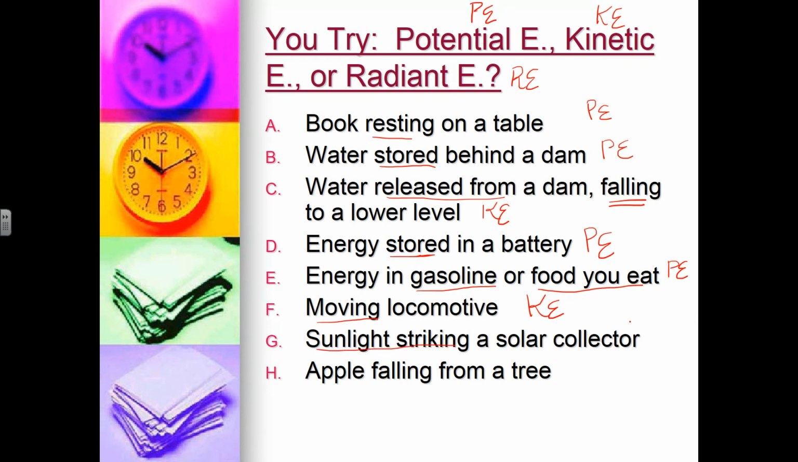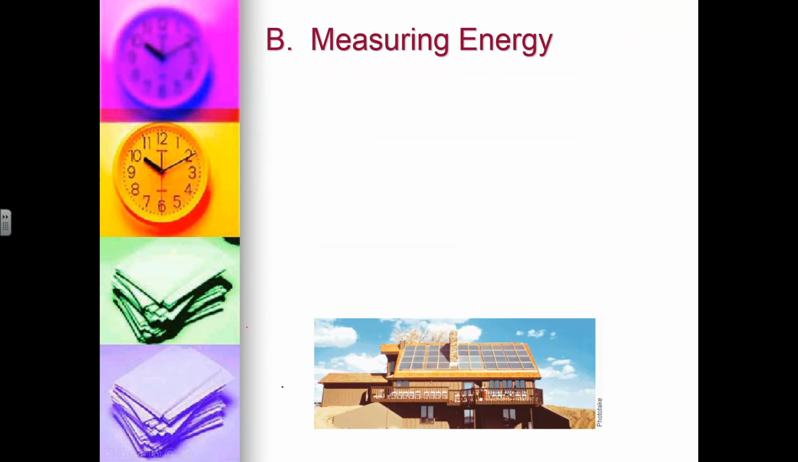Sunlight striking a solar collector. Maybe you have a solar panel on your calculator, or maybe you have solar panels at your house. When the sunlight strikes that solar collector, it's collecting the radiant energy. Hopefully you call that radiant energy because it's coming from the sun. And then an apple falling from a tree, if it's falling, then it's going to be kinetic, and specifically it's that gravitational kinetic energy that we talked about. All right, so hopefully you understand the way to categorize kinetic, potential, or radiant energy.